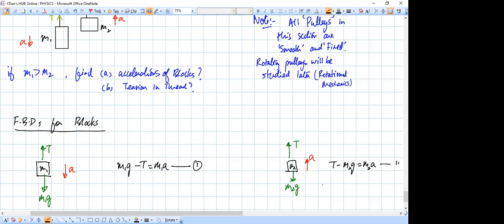Now once again, two equations, two unknowns, T and A. So solve them simultaneously and you will get the acceleration. Yes, both will have the same magnitude of acceleration, because kinematics-wise you can understand that by the time the block M1 is coming down by 1 centimeter, let's say, M2 is going up by 1 centimeter. The thread's length is fixed.